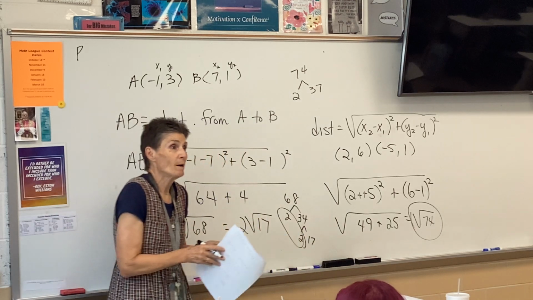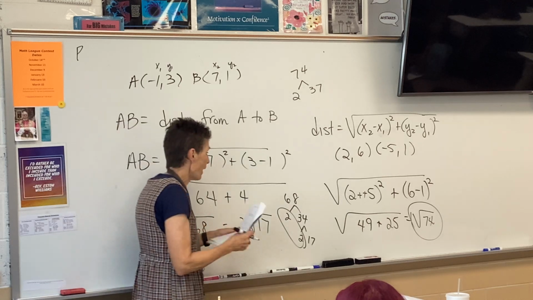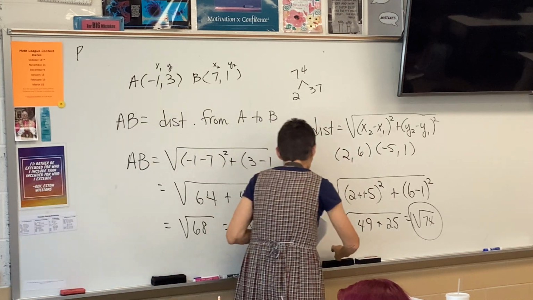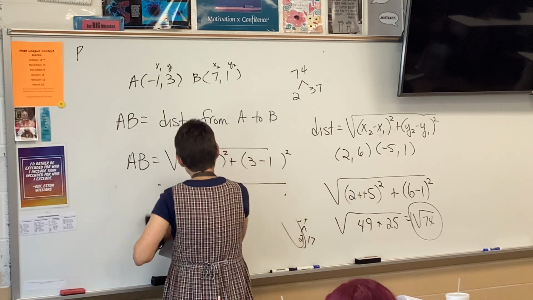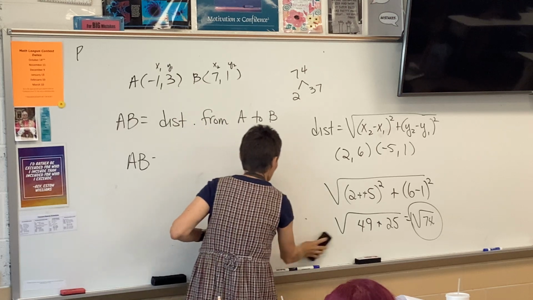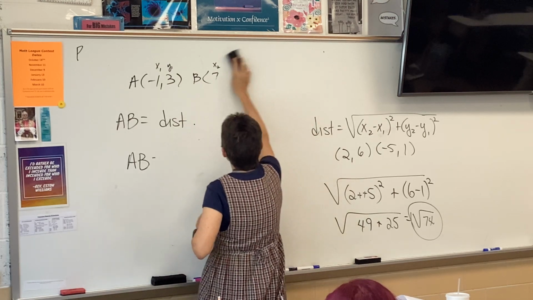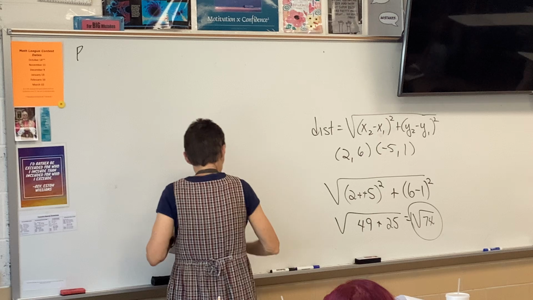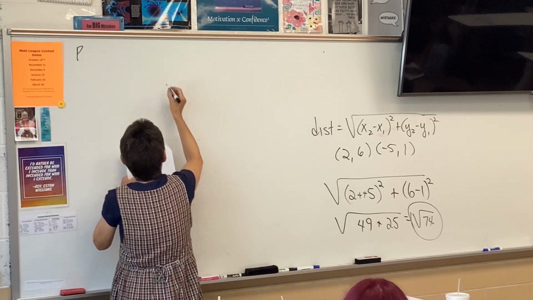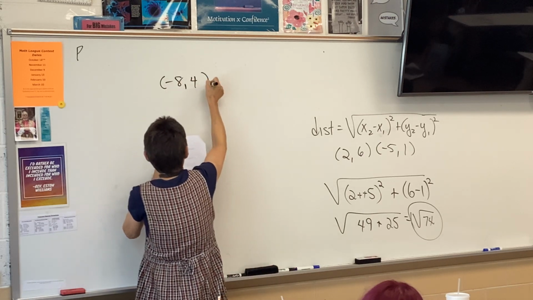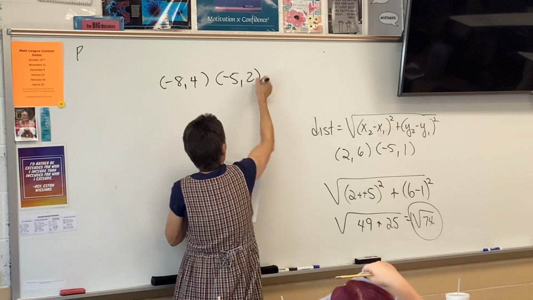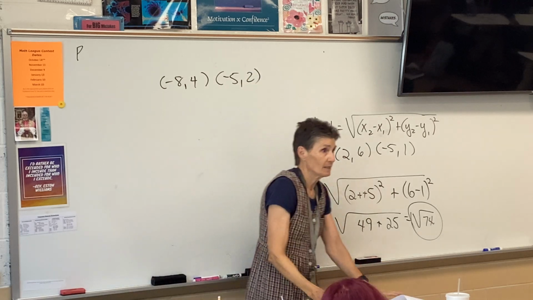Okay? Well, there's one more. Do I have a brave person or people, you can do it together, who will come up and do this last one for us? Negative 8, 4, and negative 5, 2. Do I have a volunteer?